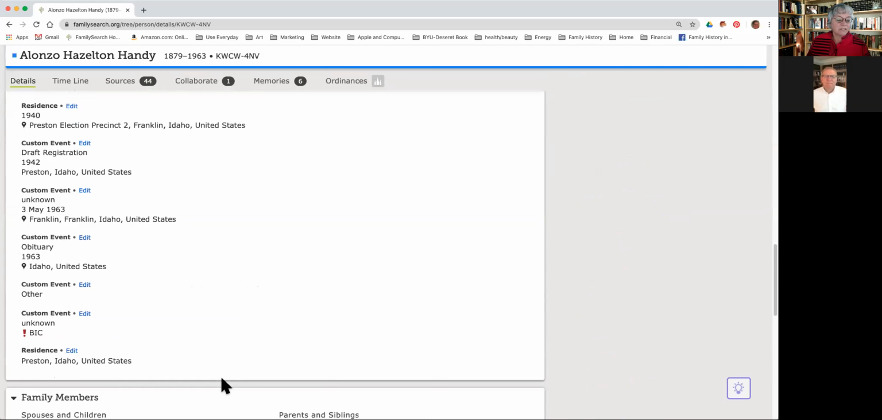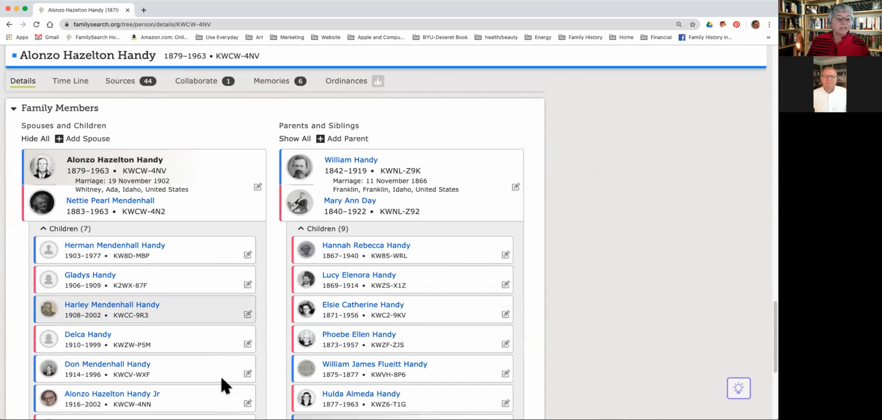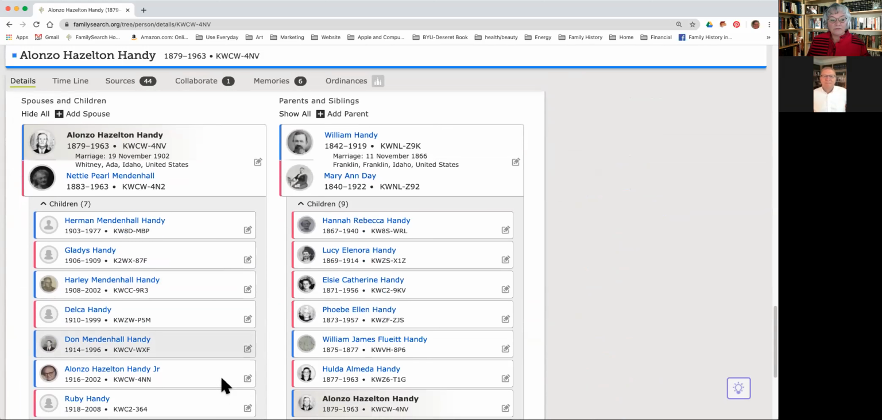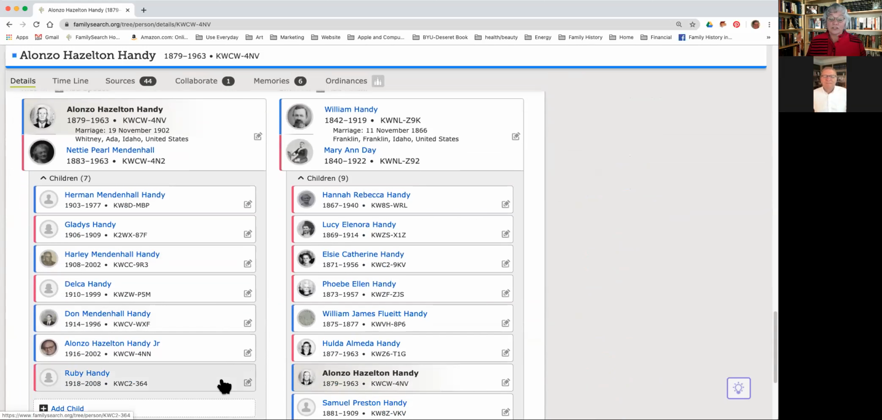down to the family section. Right here, it's the family section, and you can see Alonzo is listed as a father on the left side, and if I scroll a little bit farther here, he's listed as a child on the right side under his parents William Handy and Mary Ann Day.